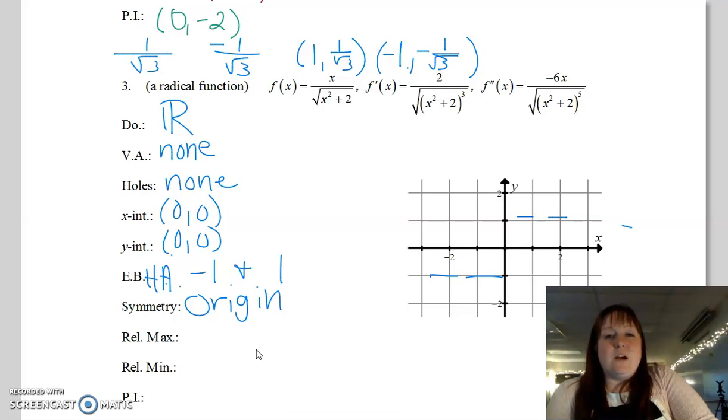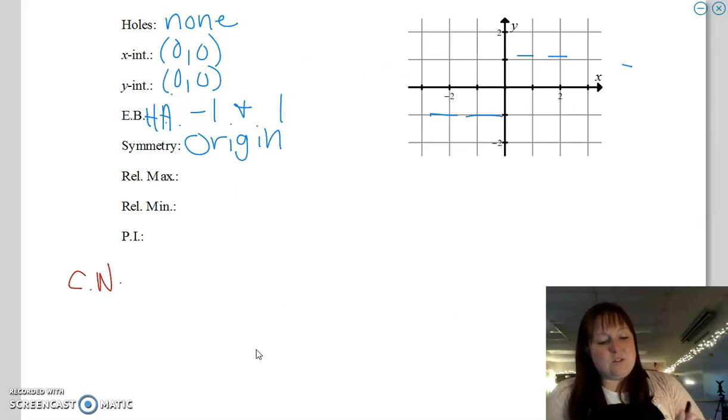But it might be undefined because the denominator, nope, there are no critical numbers because the denominator can never equal 0 either. So the derivative of this is never 0. It's never undefined. So there are none. So there are no critical numbers, which means there are automatically no mins or maxes.